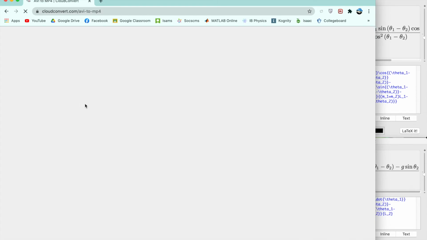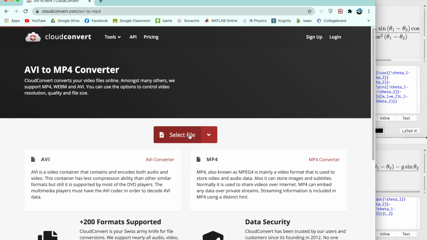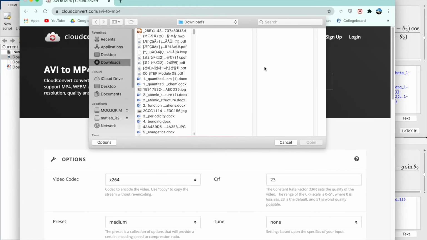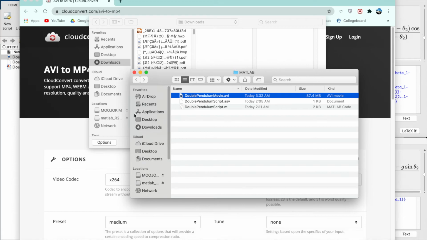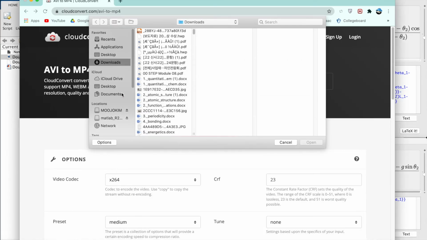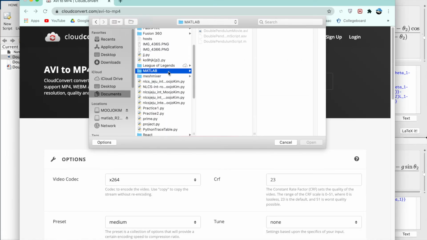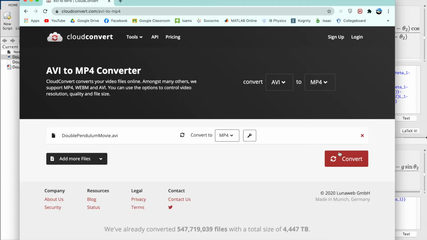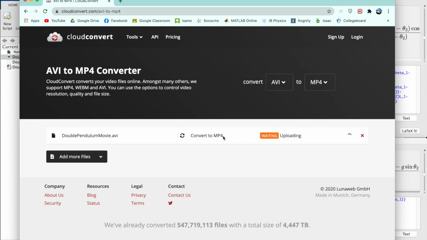Go to this site. I'm gonna select my file, so I know that my file is in the MATLAB folder of documents. So MATLAB, over here. I'm gonna open this, and I'm gonna press convert to MP4, which I know that the computer can open.